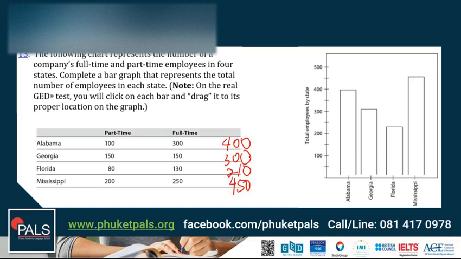Now, since it's already been plotted, let's just check whether the graph is correct. Alabama is 400, Georgia is 300, Florida is 210, Mississippi is 450. So approximately the bar chart, or the bar graph, is correct.